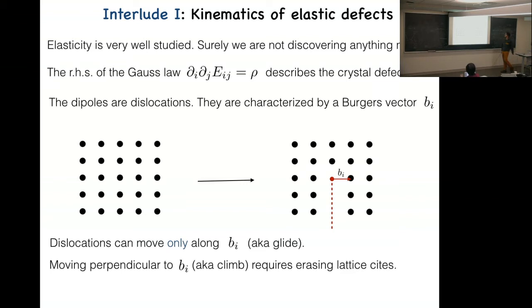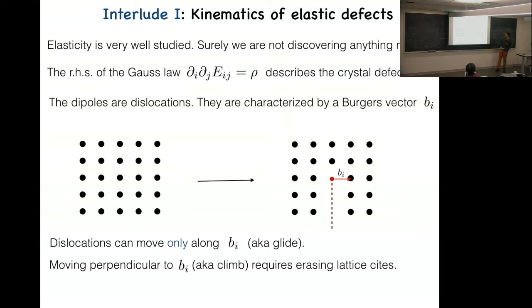Defects have been understood also a long time ago. In two dimensions, there are two types of defects, disclinations and dislocations. And let me first talk about dislocations. So a dislocation is the following crystal defect. If you take the crystalline lattice, you remove a line of atoms, and you end up with a missing line of atoms. This is a defect.